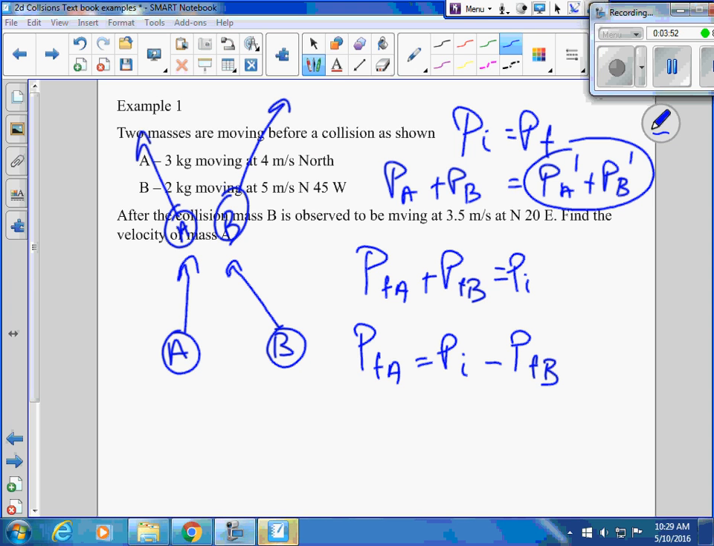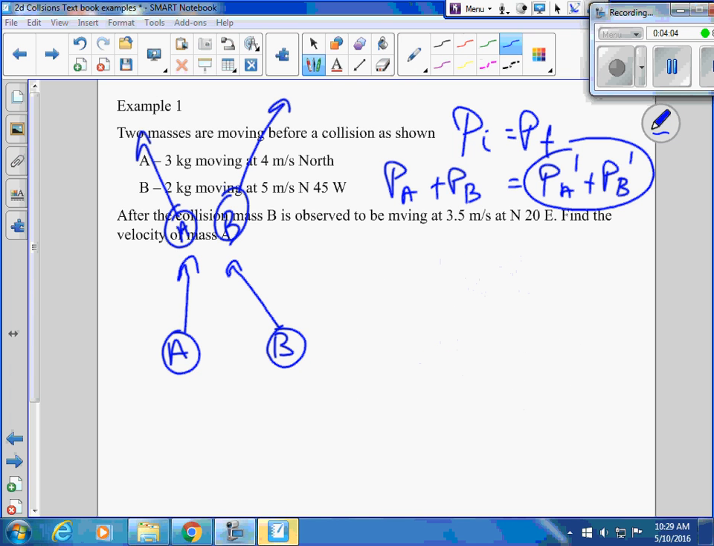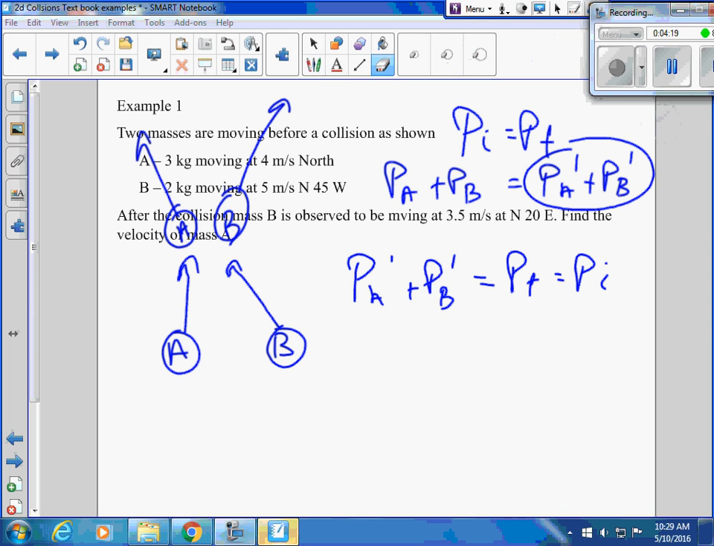Okay. Let's change these. Yeah, I should have done that. It's okay, Nate, let's just do this again. So that's going to be PA prime plus PB prime is equal to the final, which is equal to the initial. I threw an extra little step in there. Now we'll leave it like that. I get it's confusing stuff. Yeah, because the final and the initial are the same, right?